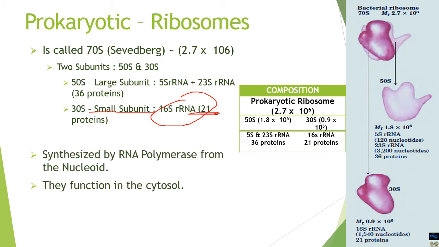Usually these ribosomes are synthesized from the nucleoid in prokaryotes by RNA polymerase, which is present in the prokaryotic cell as only one form of polymerase able to decode the DNA into RNA. And since there is no compartmentalization in the prokaryotic or bacterial cell, everything is present in the cytosol. The ribosomes are also present in the cytosol to do their translation function.